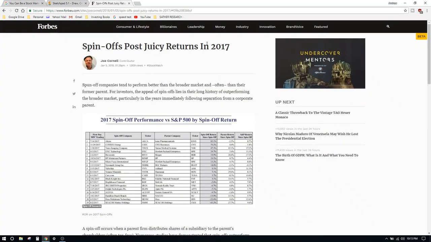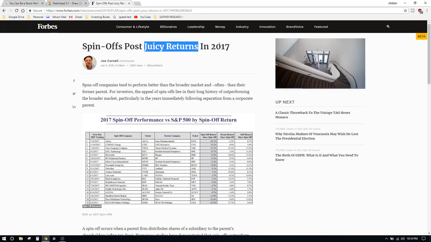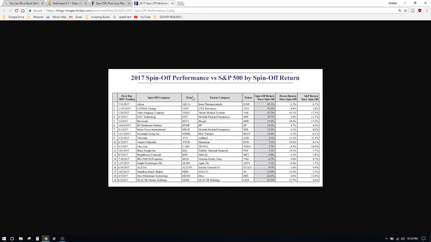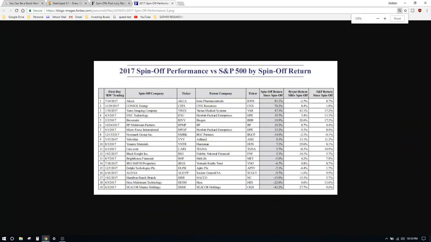Look at that headline, right? How could you not love it? Juicy returns in 2017. They looked at all the 2017 spinoffs, and you see really big returns. There's a couple of losers down in here, but for the most part, a lot of the spinoffs outperformed the S&P, and some of them outperformed by a lot. A lot of those things can happen from just those two phenomena, like we said.